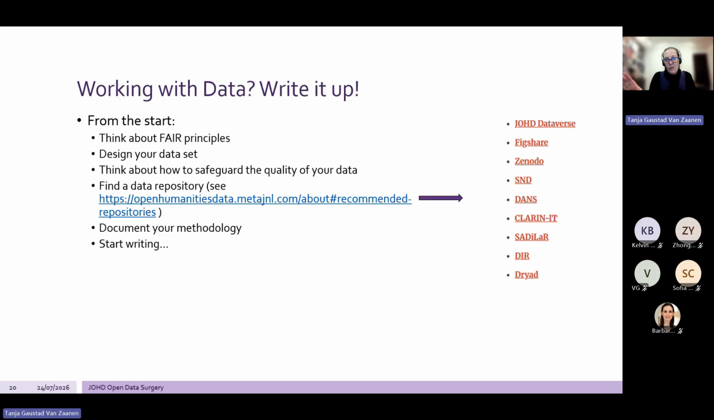And on the right, you see repositories that JOHD supports. There's more than these, but those are a few of the usual suspects. If you have a browse and have a look, you'll probably find one that suits your data as well. And then once you've got all of that in place, I would say start writing and then submit. It sounds difficult, but it's not all that difficult. You just have to sit down and do the work.